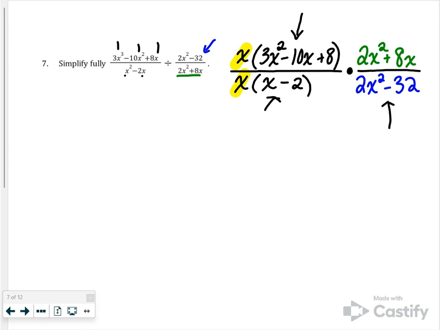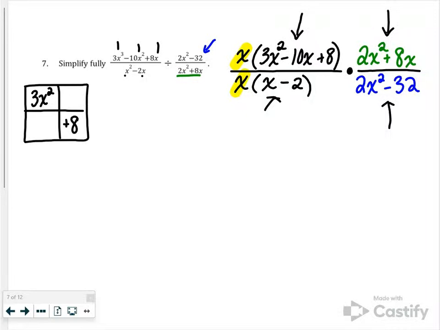We need to factor the blue and factor the green. So I'm going to start with a box method over here. And we know that the first term is a 3x squared, and we also know that plus 8 is our constant. So we know that this has to be x and 3x. That's the only way to make 3x squared. So I'm looking at the middle term, and I'm seeing a negative 10x.